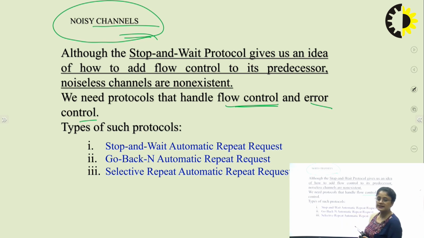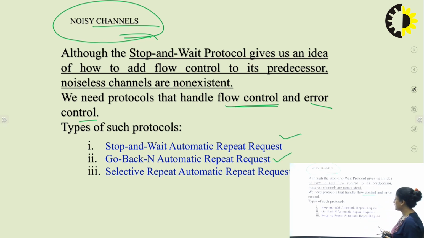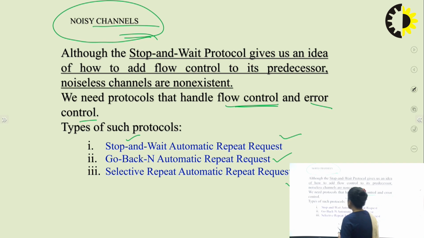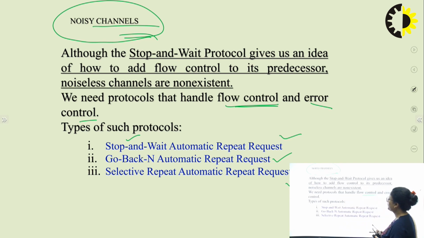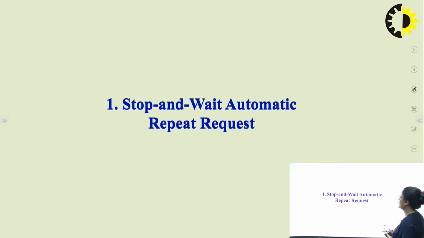So to handle all these scenarios, we have these three protocols, namely stop and wait ARQ, or automatic repeat request, go back N ARQ, and selective repeat ARQ. For today's class, I'll be talking about stop and wait ARQ. Okay, so let us start with stop and wait ARQ.